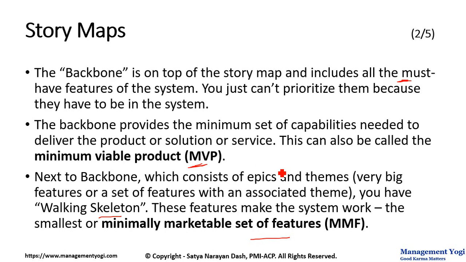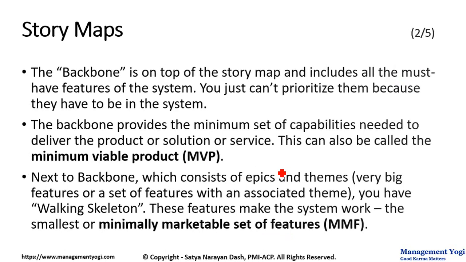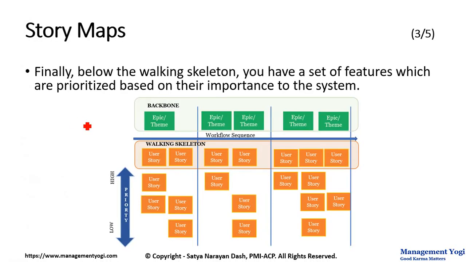So first you need the backbone. Just below that you will have minimally marketable set of features. Just below that you will have additional set of features which you can choose. Finally, below the working skeleton you have a set of optional features, the third category, which are prioritized based on their importance to the system.